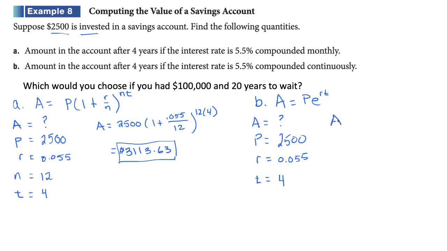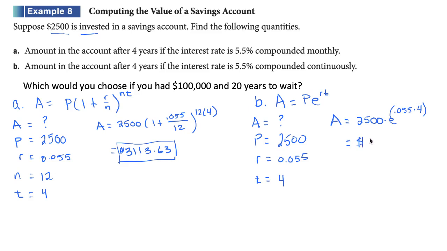Okay, so now we're just going to plug everything in. A equals 2,500 times e to the r, which is 0.055 times 4. And I would highly recommend using parentheses. It may not work if you don't use parentheses. So you really need to get those parentheses around the 0.055 times 4, and then it should work out okay. So try that on your calculator real quick. Pause the video, and then come back and see if you get it right.